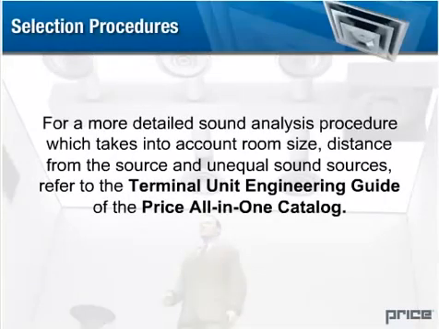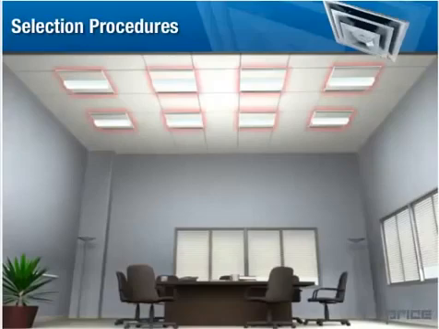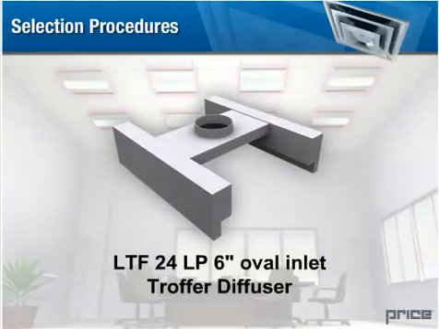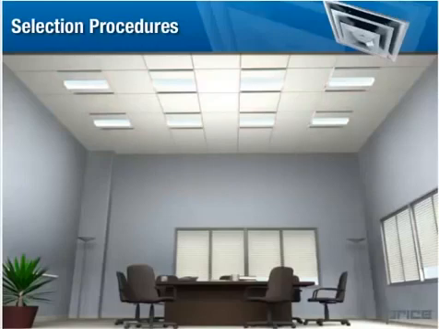For a more detailed sound analysis procedure, which takes into account room size, distance from the source, and unequal sound sources, refer to the Terminal Unit Engineering Guide of the Price All-in-One catalog. Here's a case study. A 25 by 40 foot conference room is supplied with 8 LTF 24 LP 6-inch oval inlet troffer diffusers. Each diffuser handles 120 CFM, and all 8 are evenly distributed within the room. Let's determine if this selection meets the recommended noise criteria.